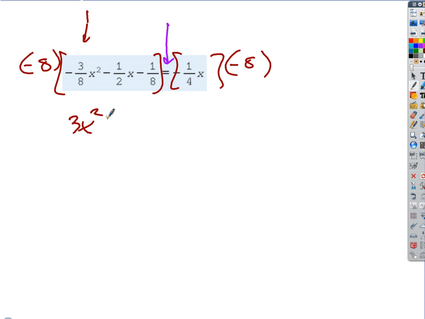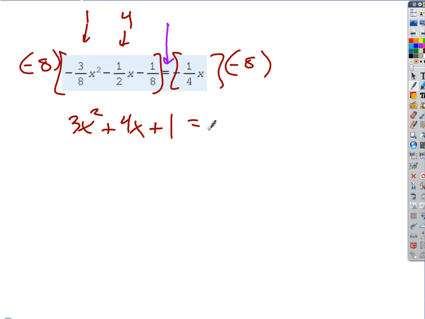8 over 2 is 4. So I'm just going to multiply 4 by the top. Negative times negative is positive. Right? See what I'm doing? Yeah. 8 over 8 is 1. So I end up with just 1. Positive. So just x.